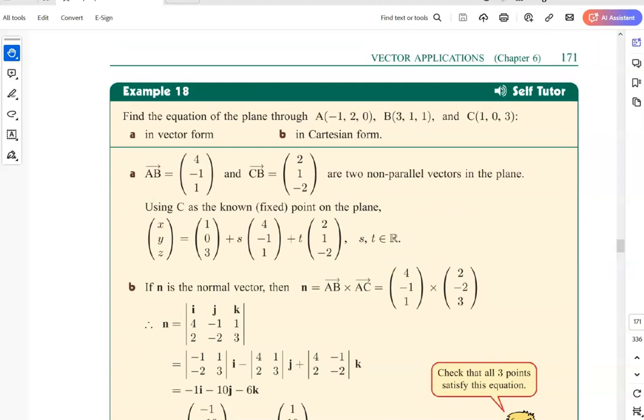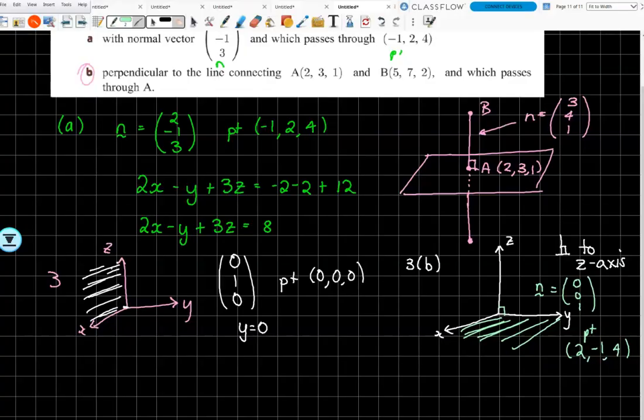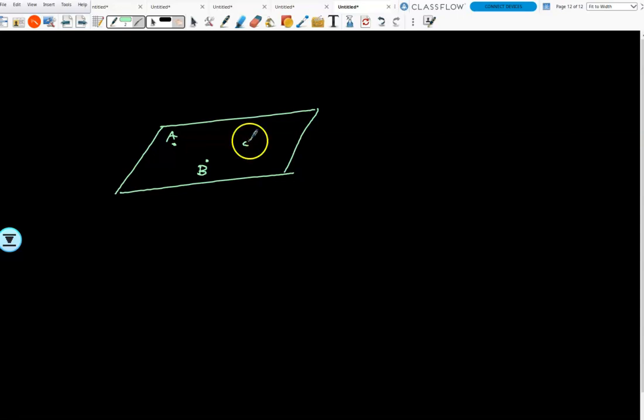And we're not going to bother with the vector form, we're not doing that. We're just doing Cartesian form. So again, if we think about it, we've got a plane and we've got 3 points, A, B, and C. And what we want is a vector that's perpendicular.